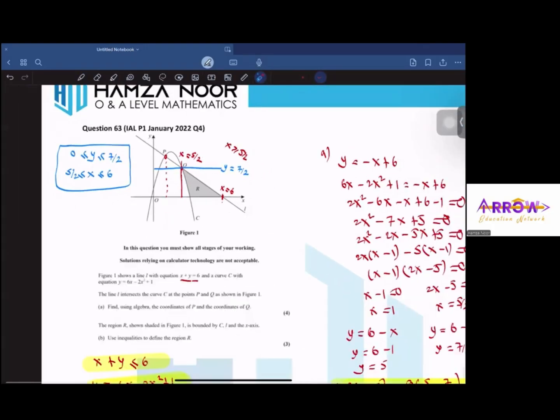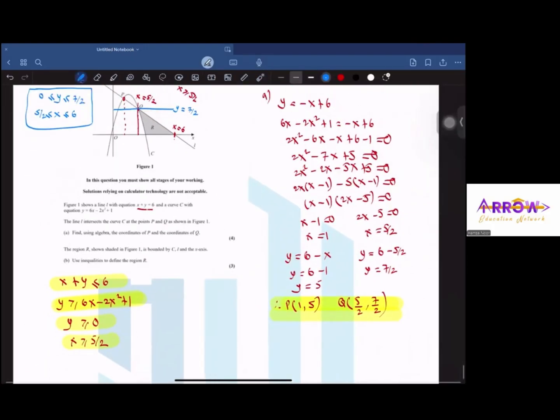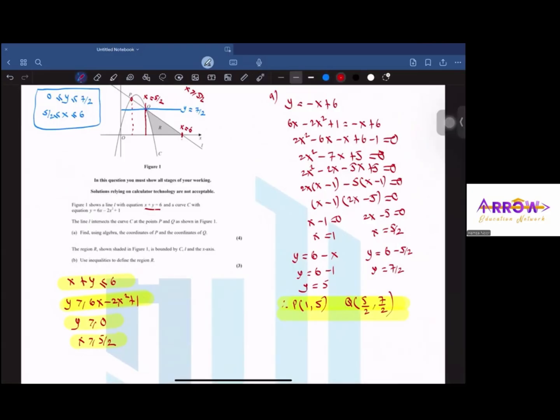So a complete alternative way to write all of the inequalities is that the region R is below the line L, region R is above the curve, okay, and the region R is above the x-axis. So this above the x-axis inequality can be mentioned in this way, that y is greater than or equal to 0, less than or equal to 7 over 2, and x is greater than or equal to 5 over 2, less than or equal to 6. This is a complete alternative way to write your answer.